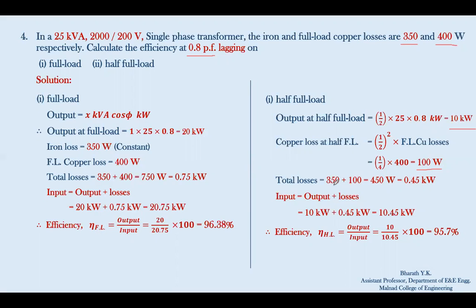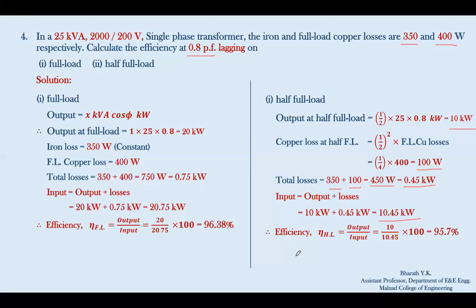Therefore, the total losses will be equal to iron loss, which is constant, 350 watts, and copper losses at half load, which is 100. So the total losses will be 450 watts. With respect to kilowatts, it is 0.45 kilowatts. The total input to the transformer at half full load condition is equal to output, which is 10 kilowatts, and losses, which are 0.45 kilowatts. So total input is 10.45 kilowatts.